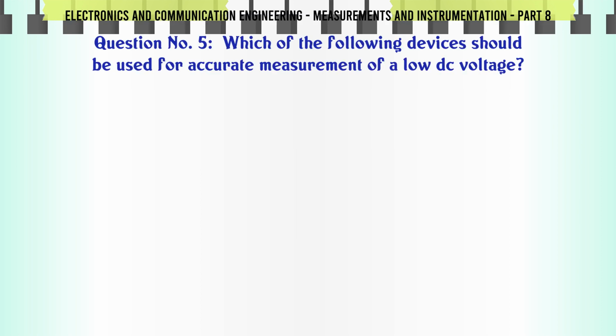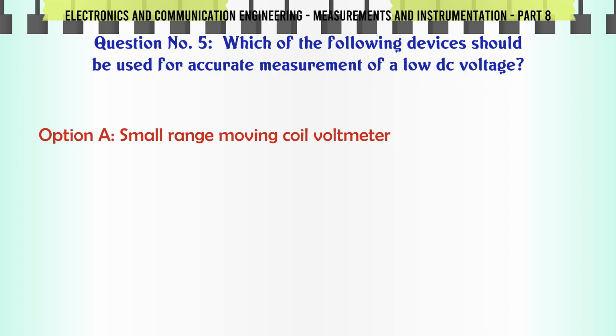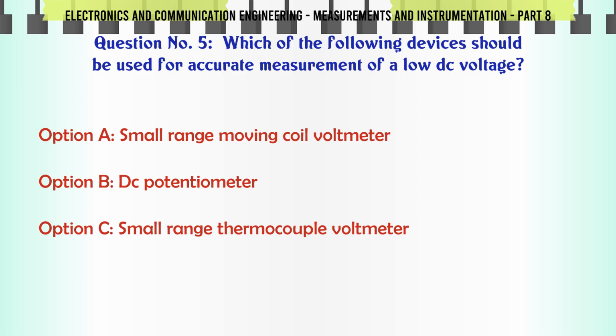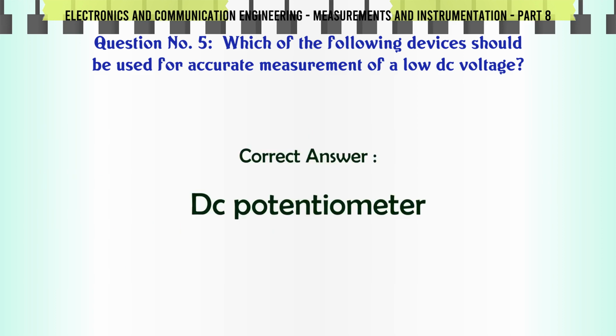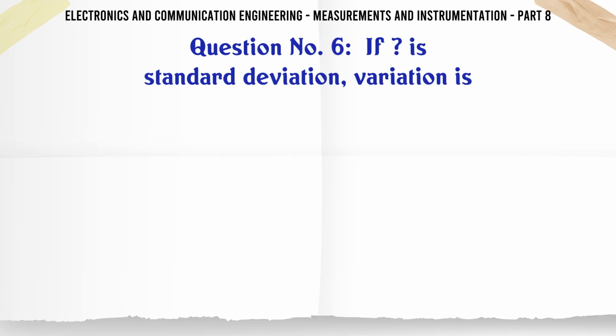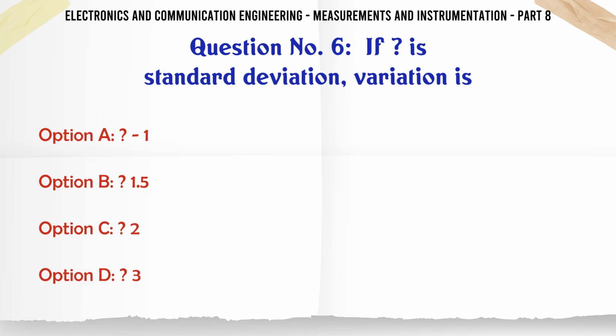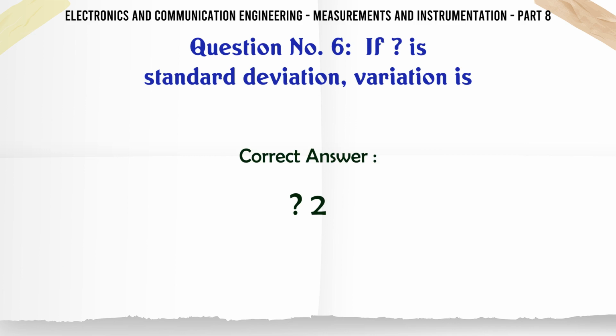Which of the following devices should be used for accurate measurement of a low DC voltage? A. Small range moving coil voltmeter, B. DC potentiometer, C. Small range thermocouple voltmeter, D. Hot wire instrument. The correct answer is DC potentiometer. If standard deviation variation is: A. 1, B. 1.5, C. 2, D. 3. The correct answer is 2.